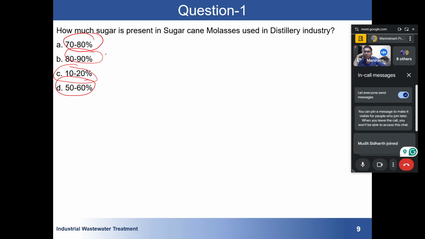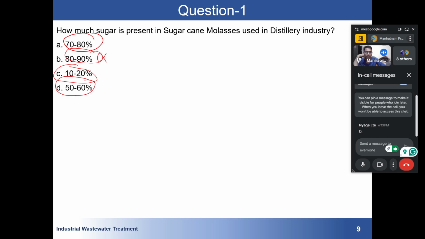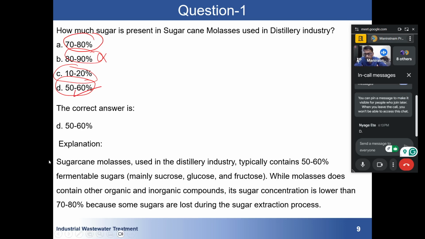See, this cannot be 80 to 90%, because that is how much sugar our pure sugar, which we generally eat, contains. I request everyone, please answer. D. Yes, the correct answer is D. The sugarcane molasses used in the distillery industry contains 10 to 20% sugar.